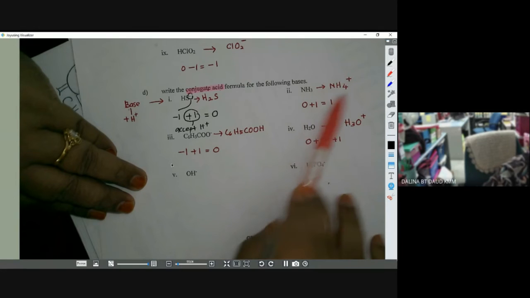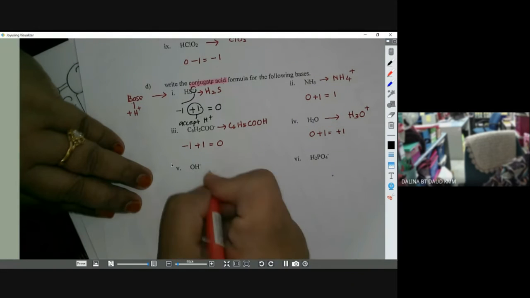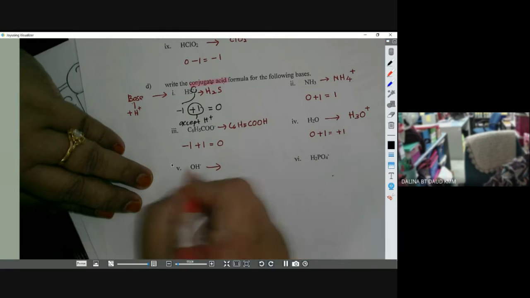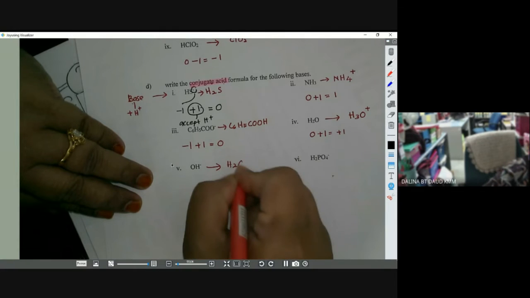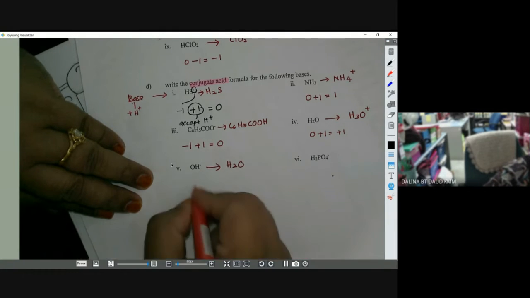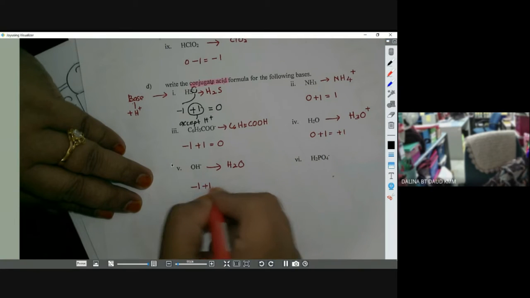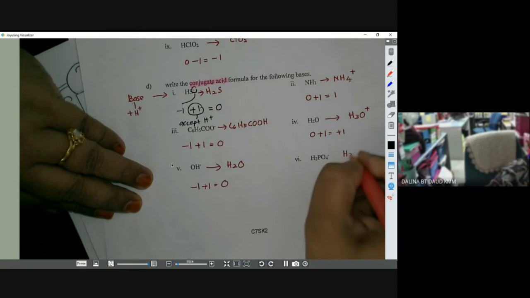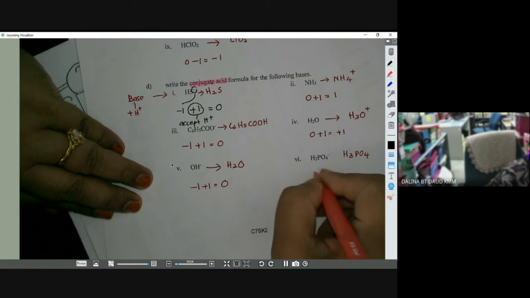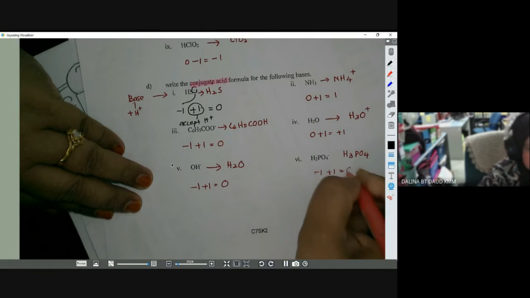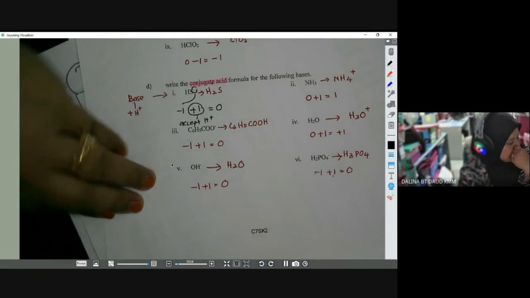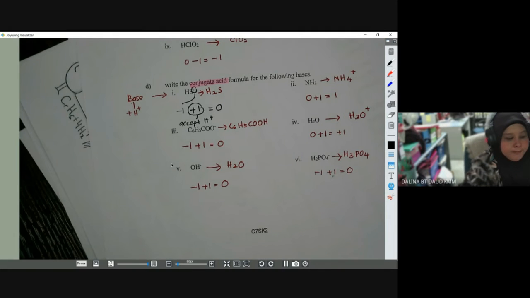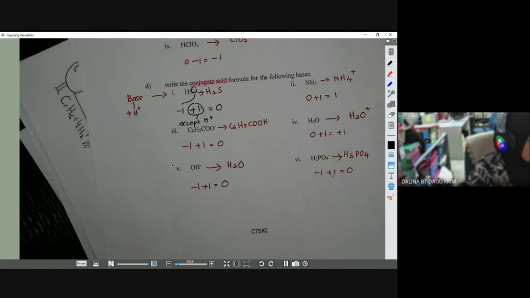So here, this is H. We added 1 H. So it will become H2O. Negative 1 plus 1 equal to 0. Another one, we have H3PO4. So negative 1 plus 1 also equal to 0. Okay, ada apa-apa nak tanya? Tak ada? Jelas okay.